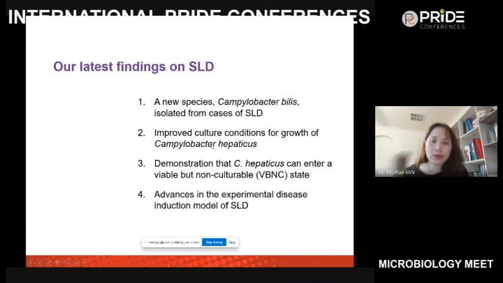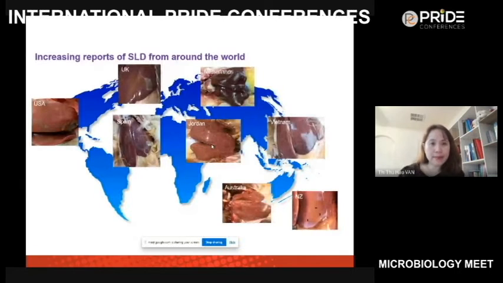We also made progress on improving culture conditions for growth of Campylobacter hepaticus, which I'm going to talk about later. We also demonstrated that C. hepaticus can enter a viable but non-culturable state. And then we also used experimental disease induction models for SLD, which I'm going to present later.